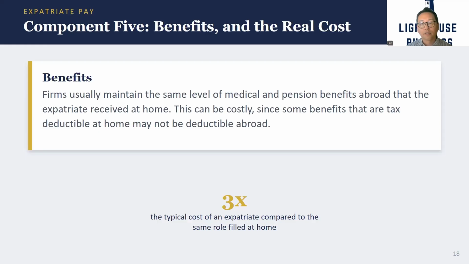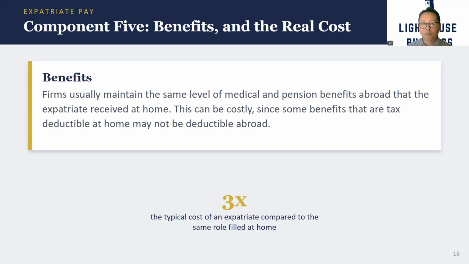The fifth and final component is benefits. Many firms ensure their expatriates keep the same level of medical and pension benefits abroad that they had at home. This can be generally costly for the company because certain benefits that are tax deductible in the home country may not be tax deductible once the employee is working abroad.